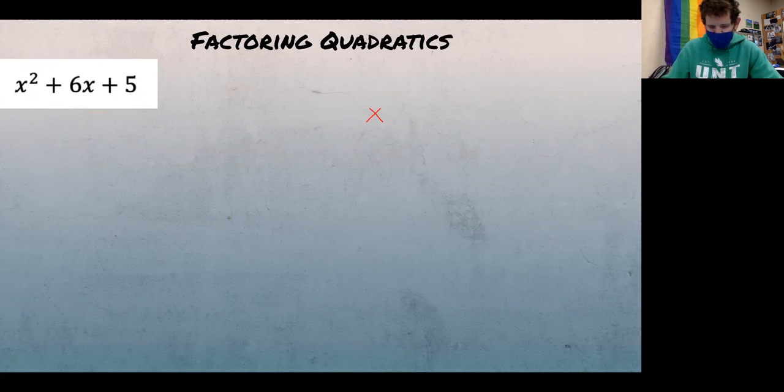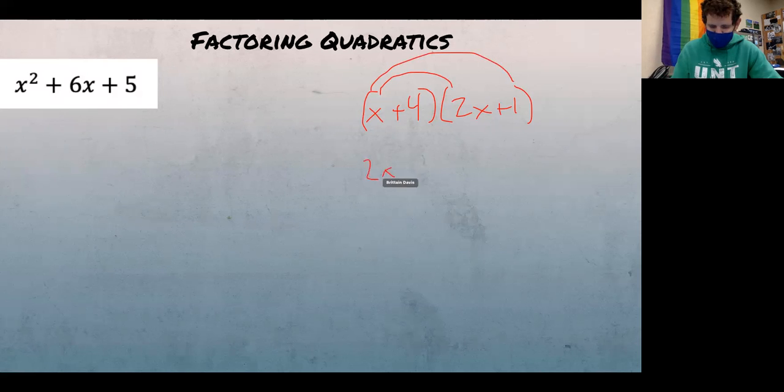And on Thursday, we looked at stuff like this: x plus 4 times 2x plus 1. And we were able to multiply this out. So if I multiplied that out, that would be 2x squared plus x plus 8x, when I distribute this one out, 8x, and then plus 4. And then I can combine my like terms in the middle, and I get 2x squared plus 9x plus 4.